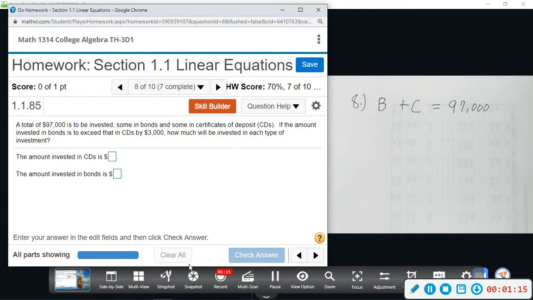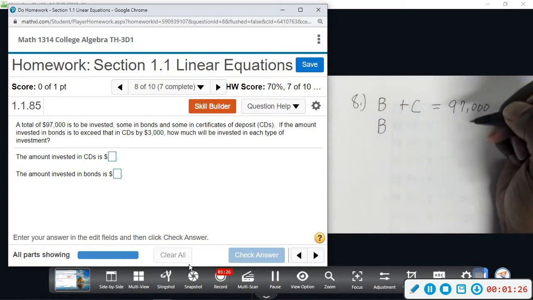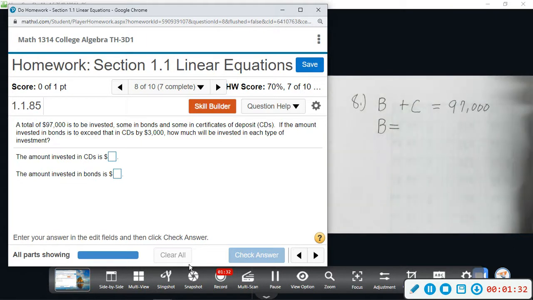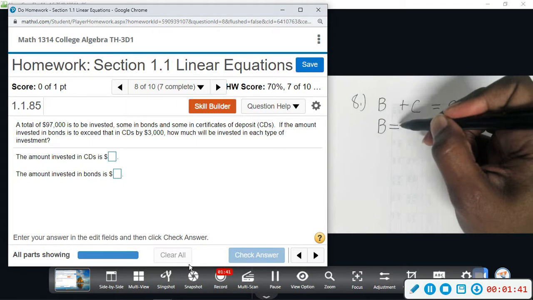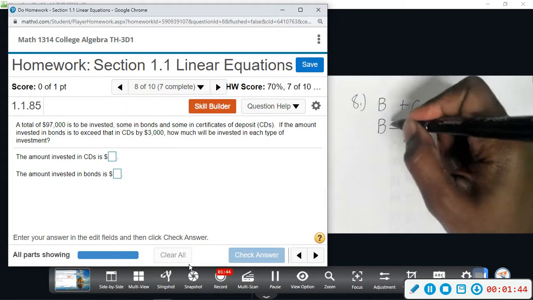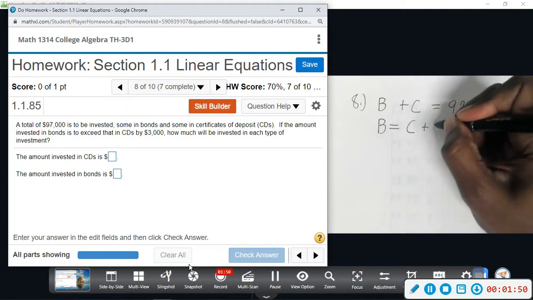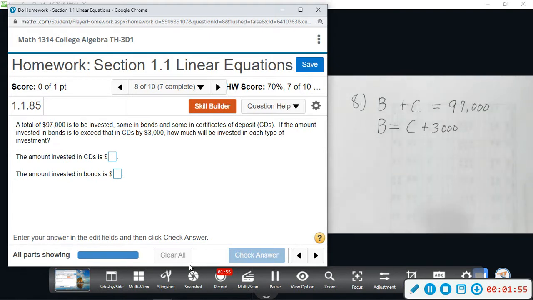Okay? And then they tell me in the second sentence the amount invested in bonds is to exceed. Usually that word translates to equal. So this is getting you in the habit of trying to write out equations from word problems. So bonds is to exceed CDs by 3,000. So bonds is equal to the CD plus 3,000 because it's going to be 3,000 more. All right, so we have two equations.